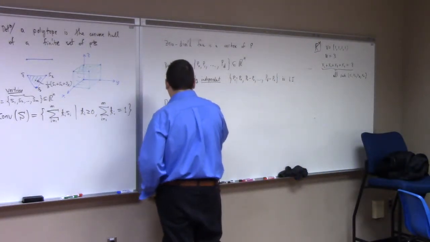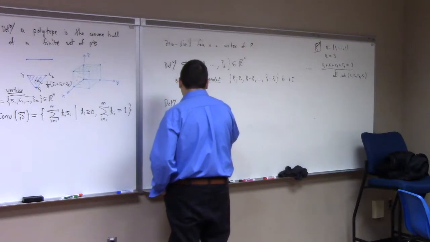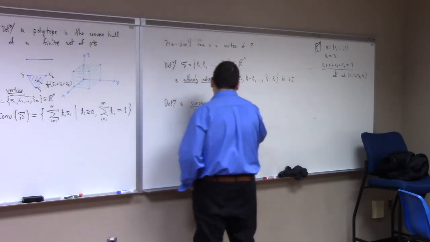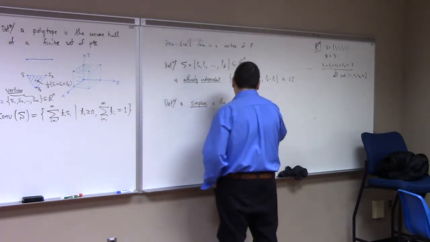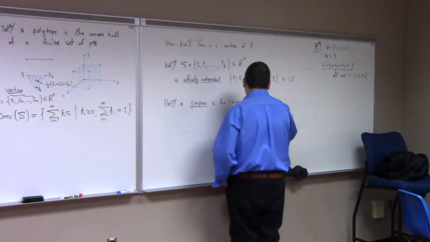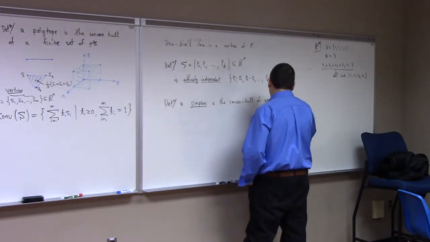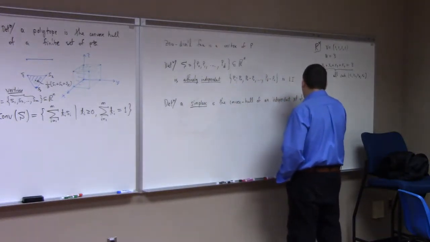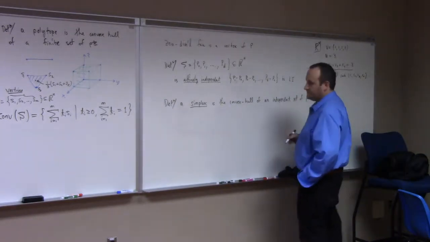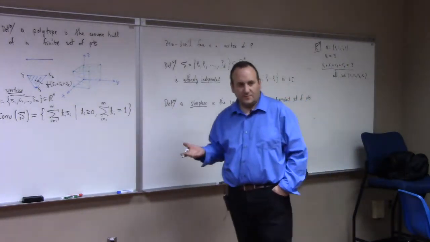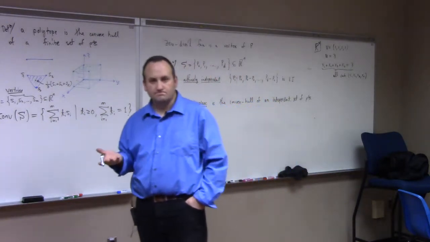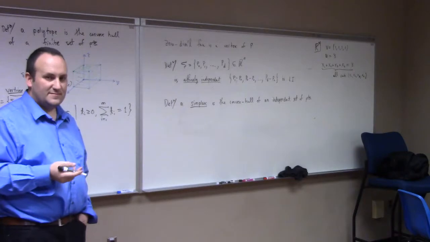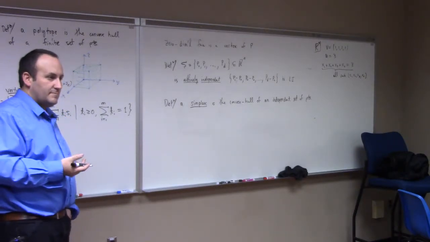Definition: a simplex is the convex hull of an independent set of points. In fact, I've only put up independent sets of points on the board. My bad. How would I make them not independent and not change the hull?